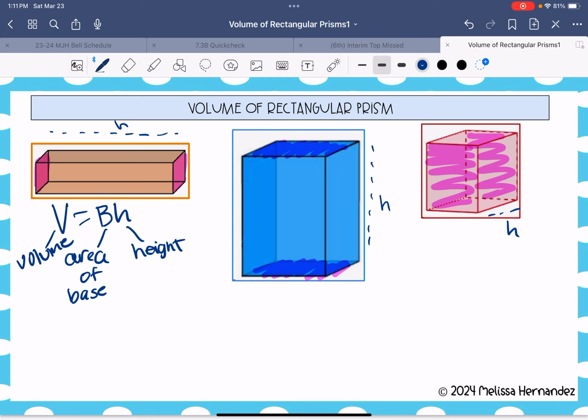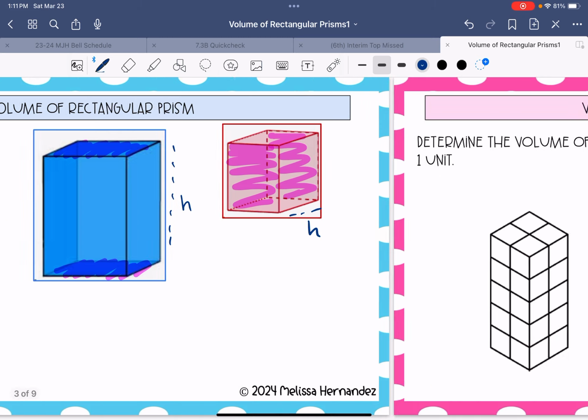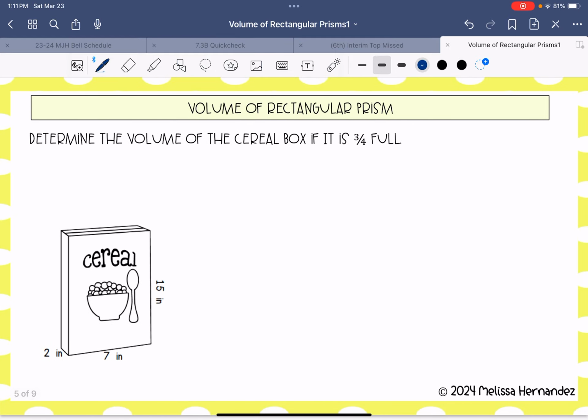Let's go ahead and jump into some examples. For the first one, it says, determine the volume of a cereal box if it's 3/4 full. So in other words, it's not completely full. I'm going to go ahead and pick the top as my base. That means the other one on the bottom would be my parallel and congruent base. 15 would be my height.